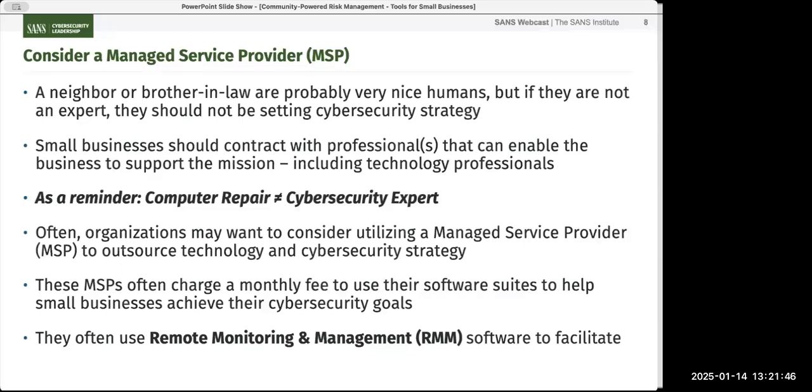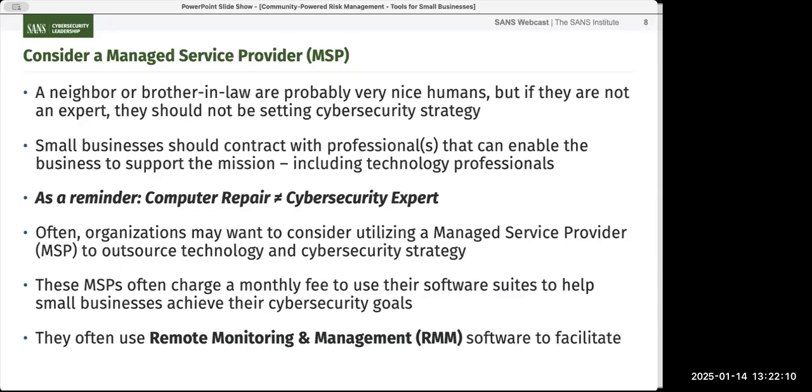Now, do they need to be on site with you every week? No, for goodness sake, I hope not. But once in a while, you want to work with them to help set that strategy. And I'll say it a different way. A computer repair person in a strip mall does not equal a cybersecurity expert. Now, does that mean you might not get lucky once in a while? No, I bet there are some brilliant people who work in these computer repair shops in strip malls.